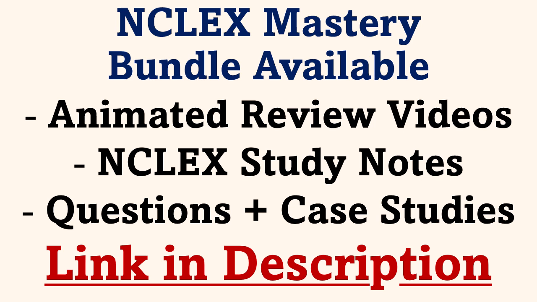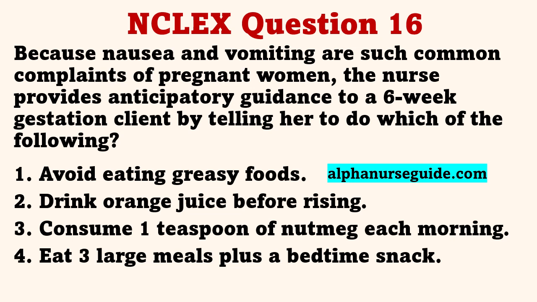Back to the questions. Because nausea and vomiting are such common complaints of pregnant women, the nurse provides anticipatory guidance to a 6-week gestation client by telling her to do which of the following? 1. Avoid eating greasy foods. 2. Drink orange juice before rising. 3. Consume 1 teaspoon of nutmeg each morning. 4. Eat 3 large meals plus a bedtime snack.